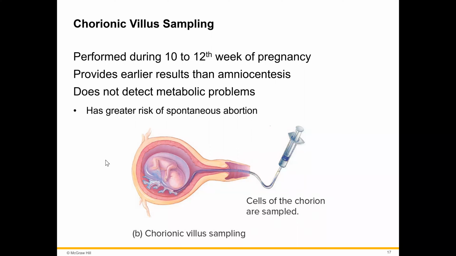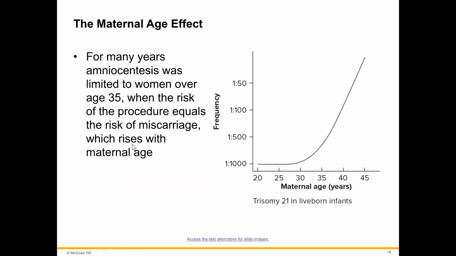So as you see, this involves needles that you need to insert into the uterus, and you have a fetus that is developing. So you can expect some complications from this method. That's why for many years amniocentesis was limited to women over age 35, because we don't want to put the baby at risk if the mother is still young. When the mother is older, the frequency of genetic disorders increases rapidly.